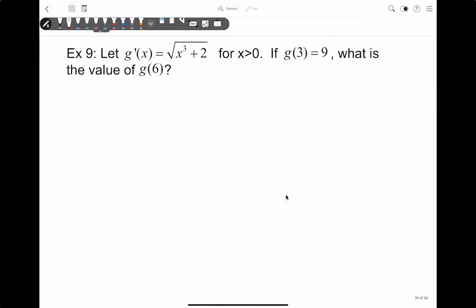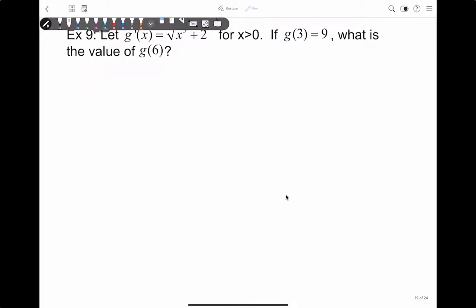Our next one, we're given a velocity function for all positive values of x. And if g of 3 is equal to 9, then what is the value of g of 6? So right here, I need to recognize I've been given a velocity function, but then I've also been given a position of some kind and asked to find another position. So this immediately takes me to the first fundamental theorem.